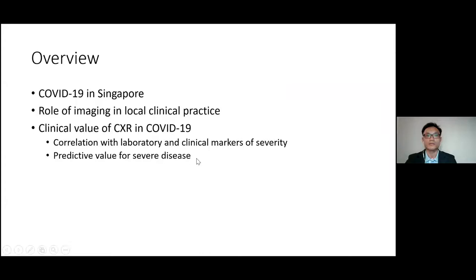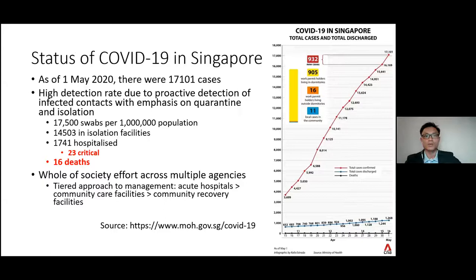for severe disease. As of yesterday, there have been more than 17,000 cases of COVID-19 in Singapore. You might have read that we have in the recent 2 weeks been experiencing a sharp rise in the number of cases, and this is attributable to the proactive detection of isolated contacts with emphasis on quarantine and isolation. Notably, there is a low rate of ICU admissions and deaths directly related to this disease.